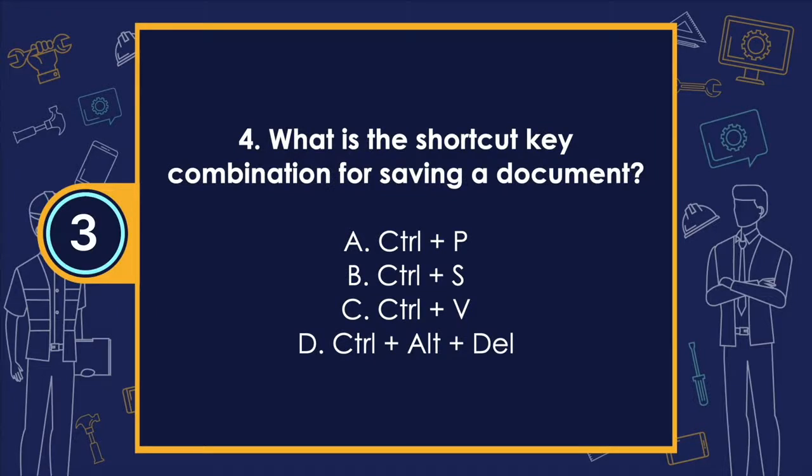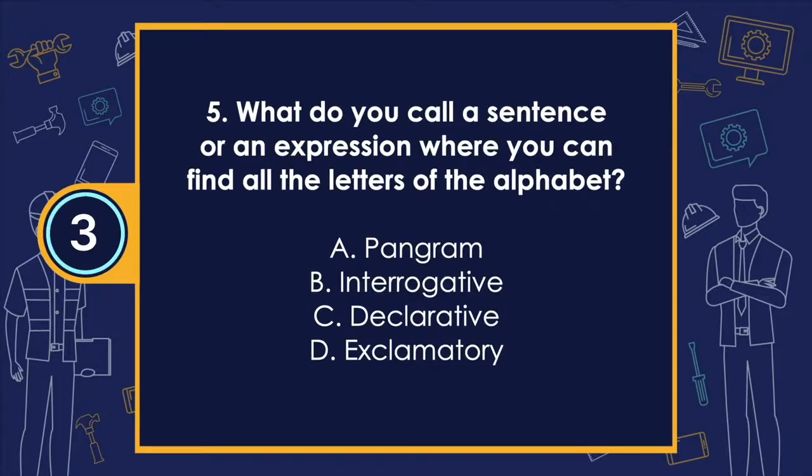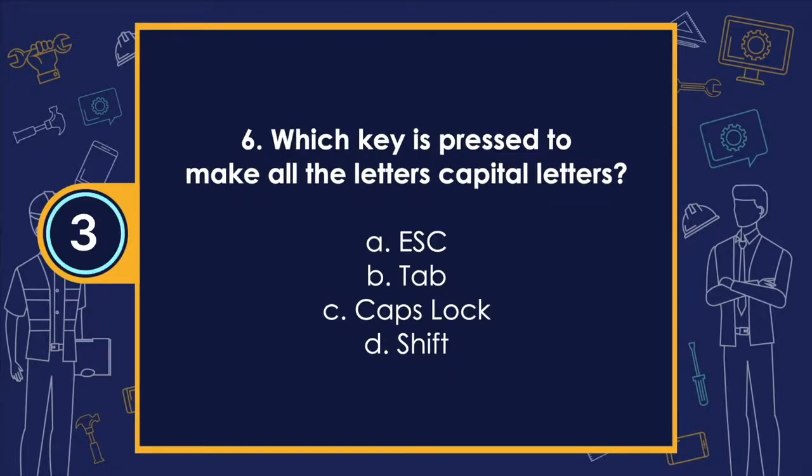Number 4. What is the shortcut key combination for saving a document? The correct answer is letter B, Control S. Number 5. What do you call a sentence or an expression where you can find all the letters of the alphabet? The correct answer is letter A, pangram. Number 6. Which key is pressed to make all the letters capital letters? The correct answer is letter C, caps lock.